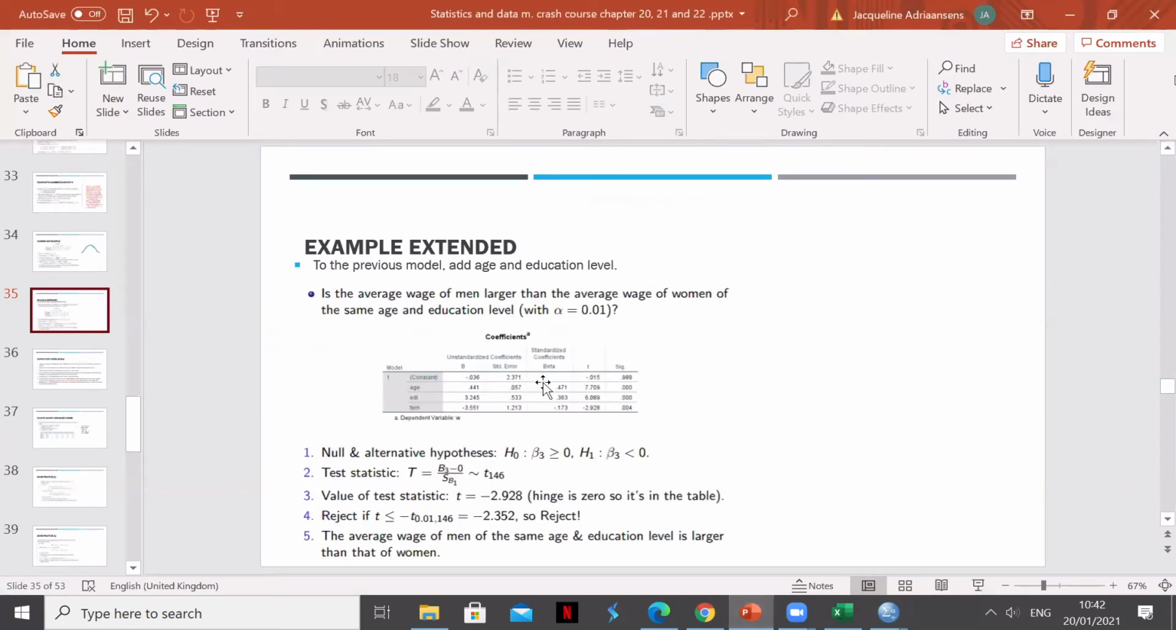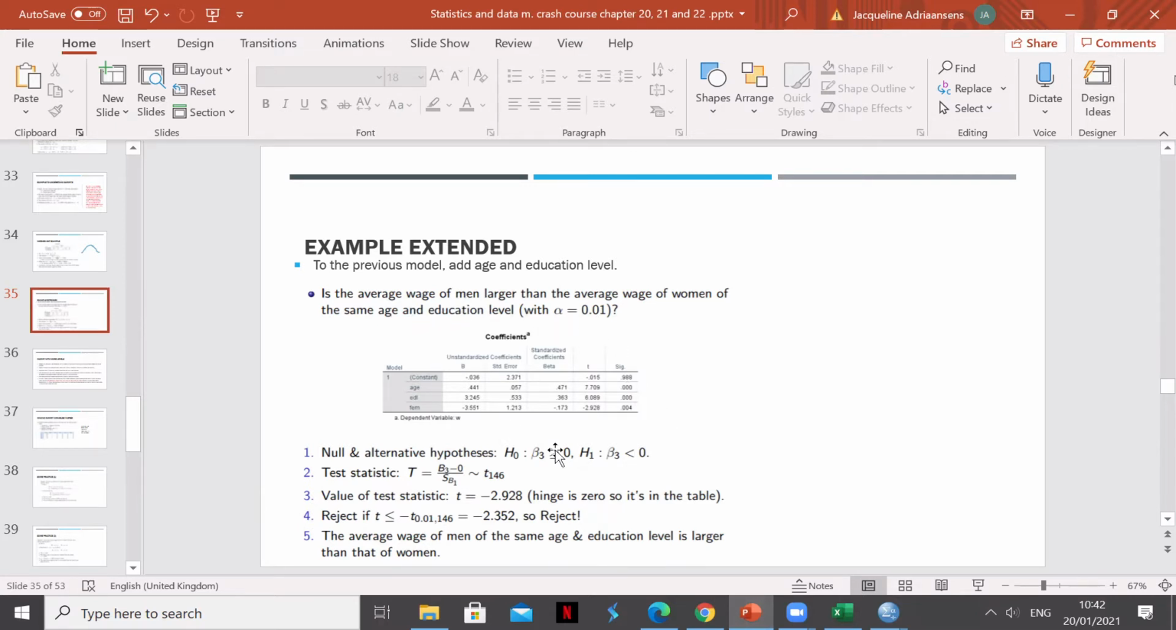but keeping them constant. So it says the same age and education level, which means keeping them constant, at an alpha of 0.01. So that is already very small. So what's the chance of it being significant? That's smaller, of course, because our alpha is smaller.